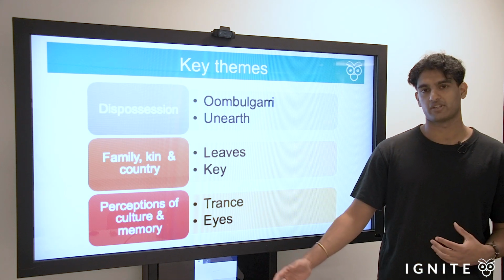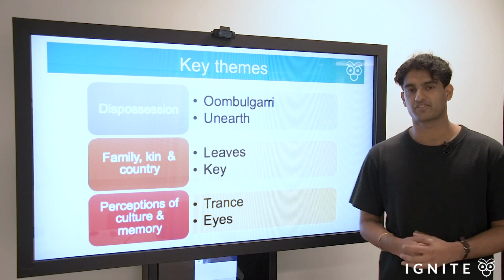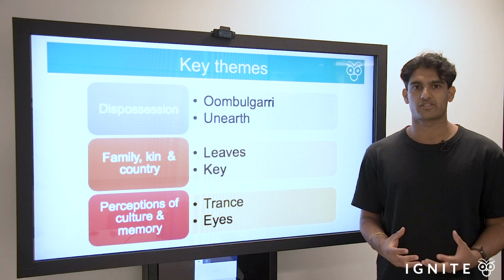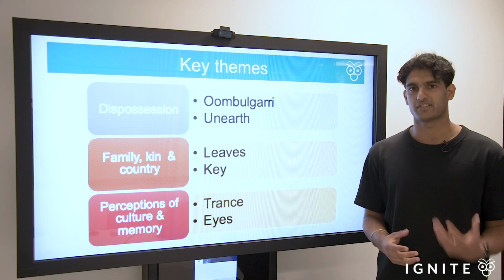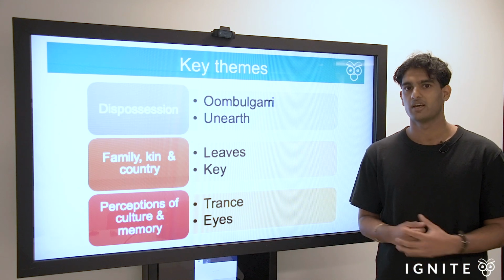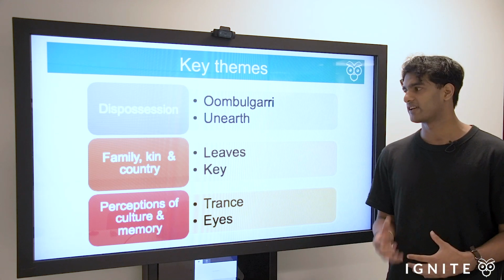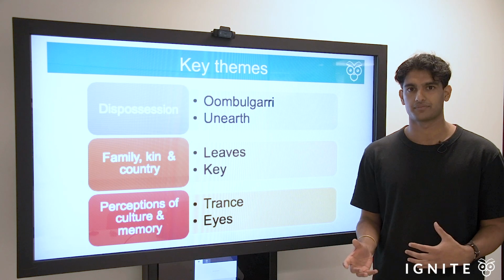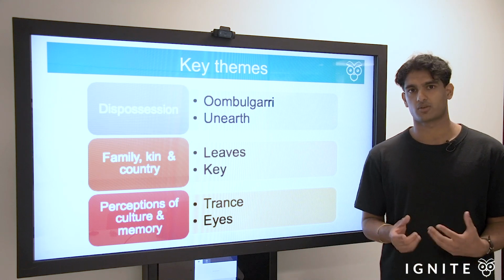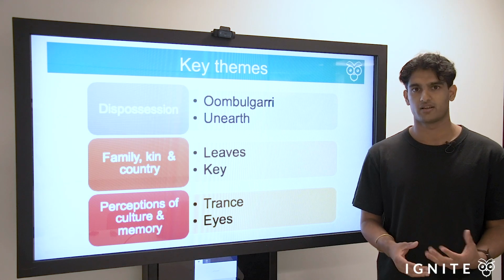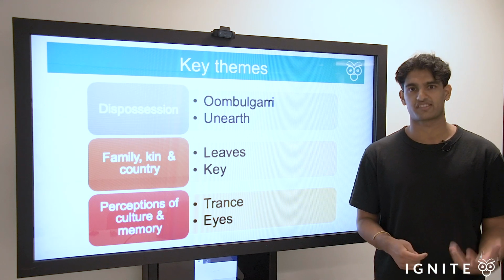And this connects really nicely onto the next key theme, which is family, kin and country. By country, the Aboriginal relationship with Australia is quite different to how Western people perceive it. That is, Aboriginal people feel that they belong to the land, whereas Western attitudes feel like we own the land. So that distinction between the Western perspective and the Aboriginal perspective is quite a jarring idea and hard for a lot of Western people to understand.